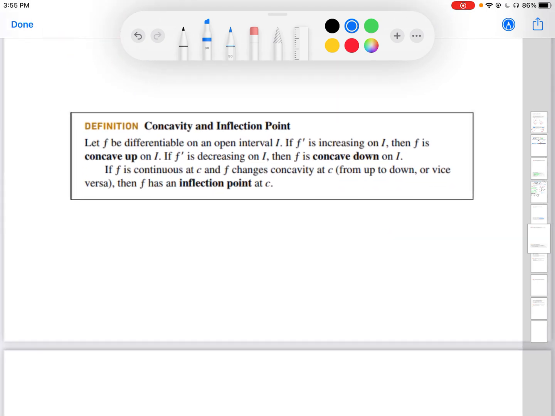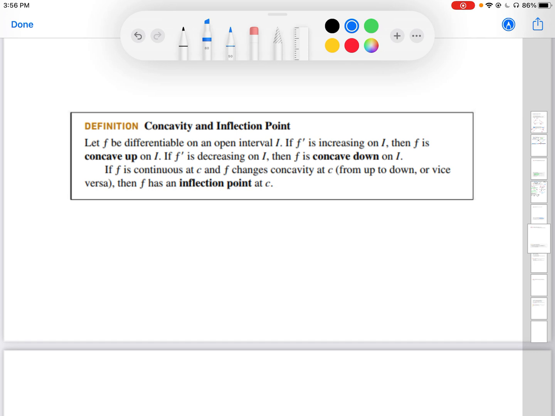Next definition, concavity and inflection point. Let f be differentiable on open interval I. If f prime is increasing on I, then f is concave up on I. If f prime is decreasing on I, then it's concave down. If f is continuous at c and f changes concavity at c from up to down or vice versa, then it has an inflection point at c.